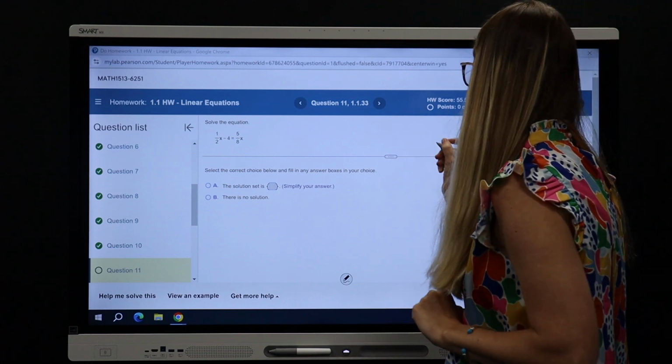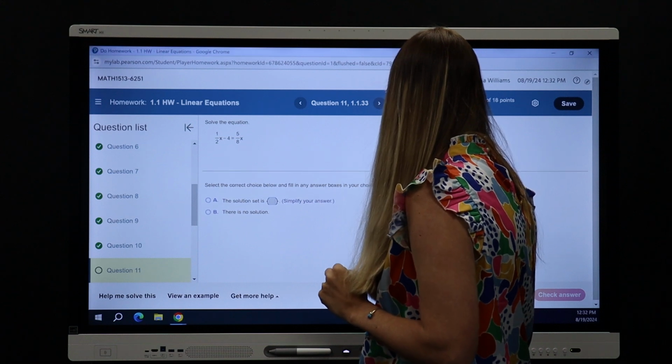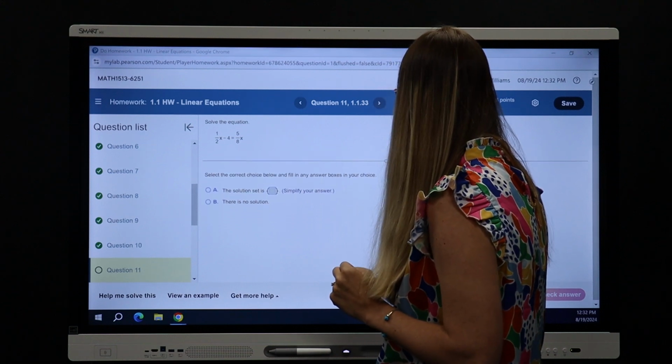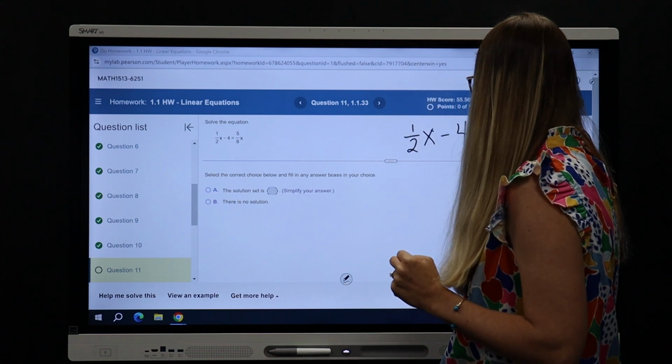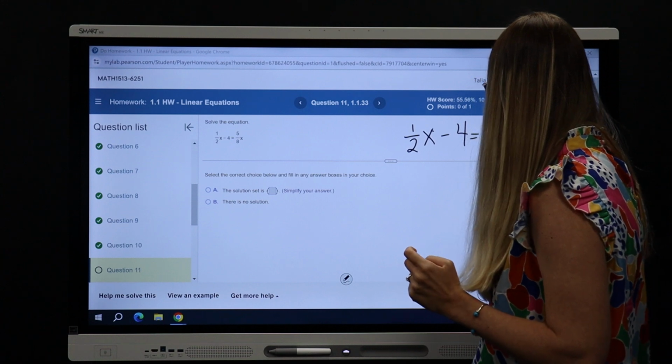Ooh, fractions. Everybody hates fractions. 1/2 x minus 4 equals 5/8.